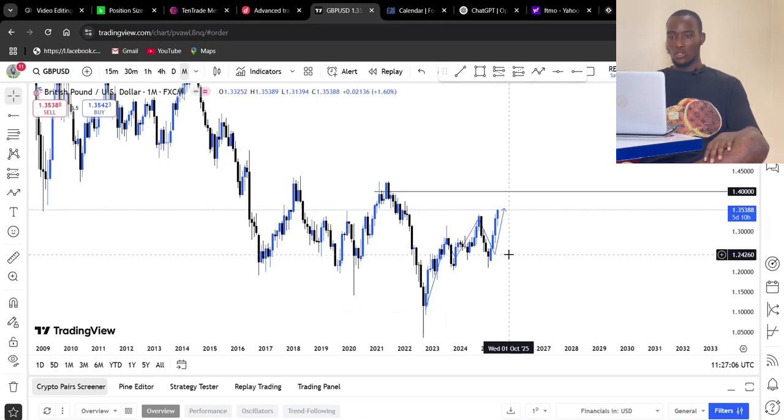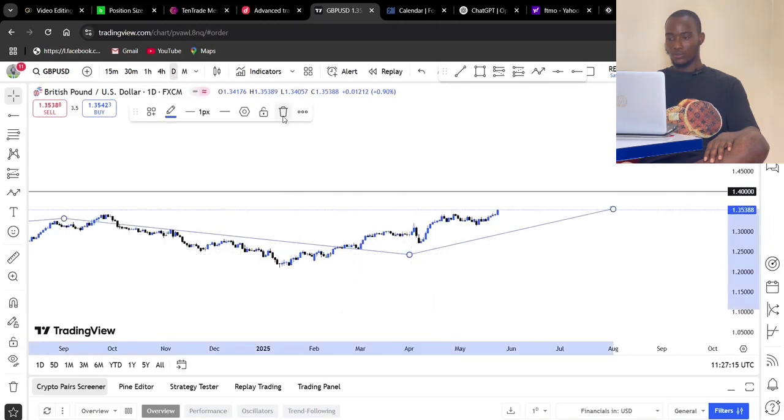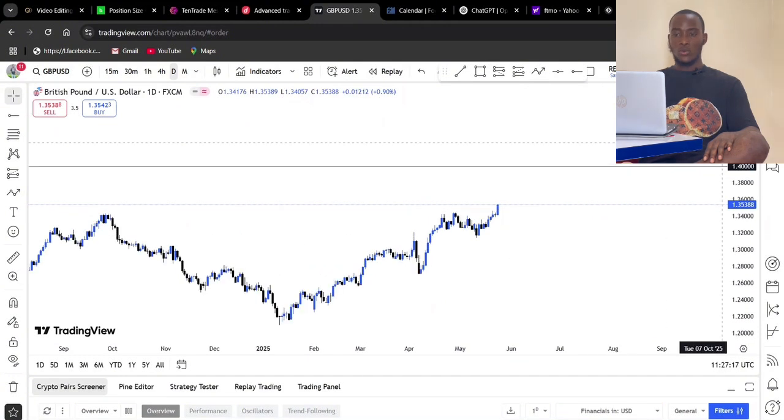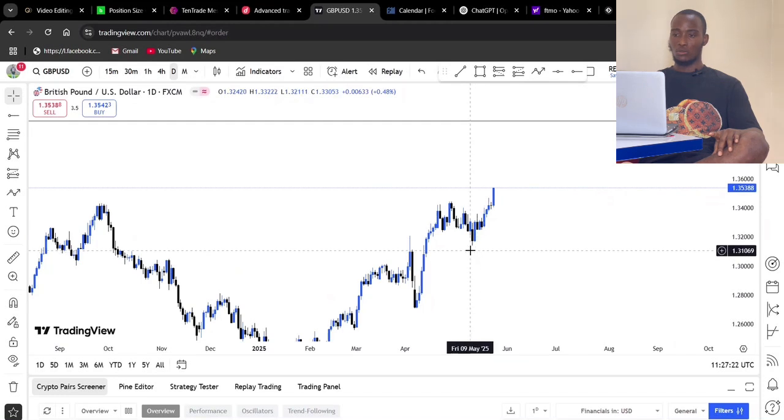So basically, on the monthly, it's giving us an impulsive move, a correctional move, impulsive move, and a current correctional move. Good. Now, when we are having an impulsive move, what are we expecting? We're expecting a correctional move. Now, let's go down to the daily time frame.